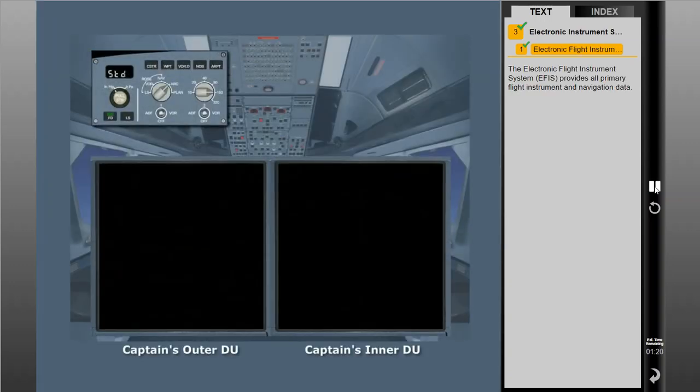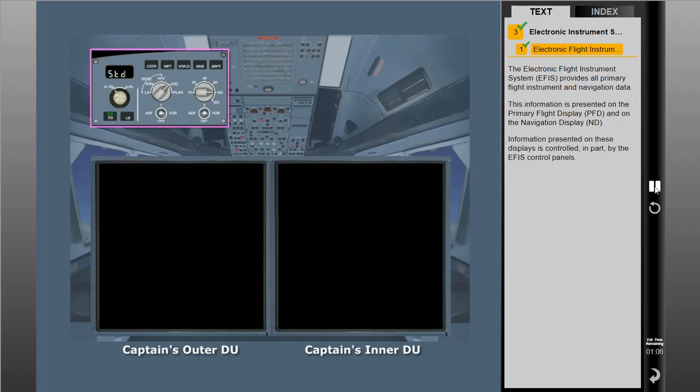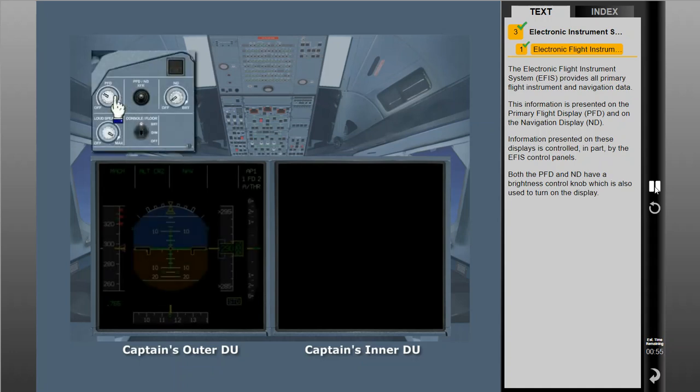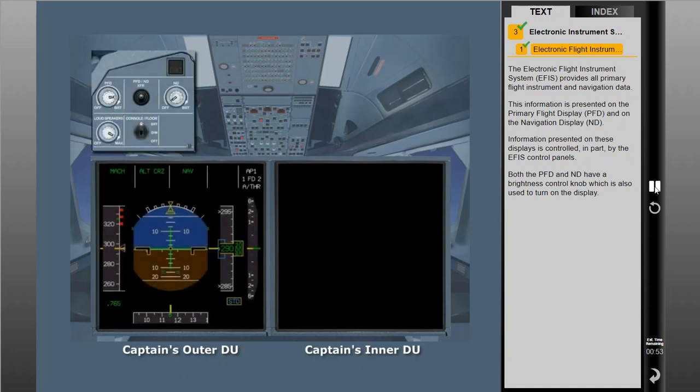The Electronic Flight Instrument System, or EFIS, provides all primary flight instrument and navigation data. This information is presented on the Primary Flight Display, or PFD, and on the Navigation Display, or ND. Information presented on these displays is controlled in part by the EFIS control panels. Both the PFD and ND have a brightness control knob which is also used to turn on the display.